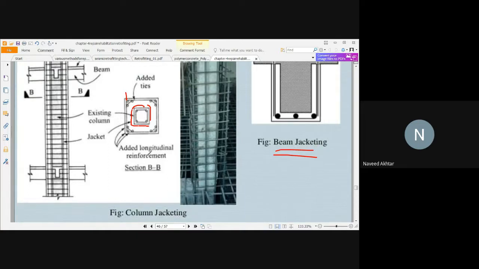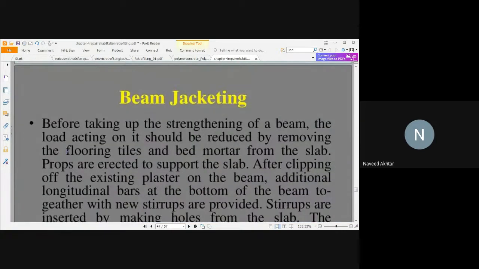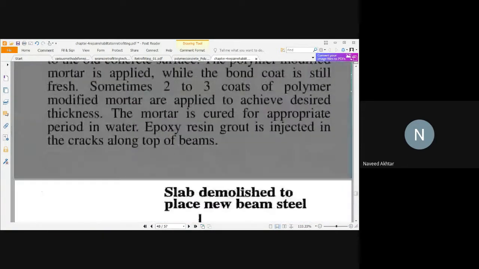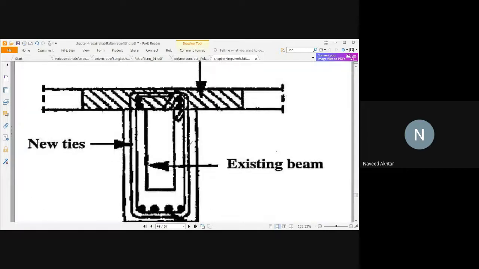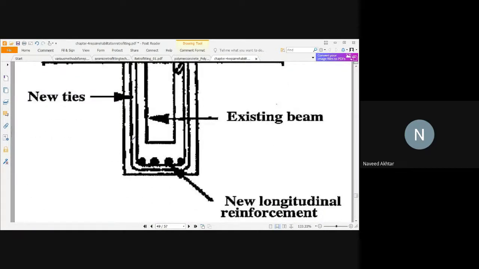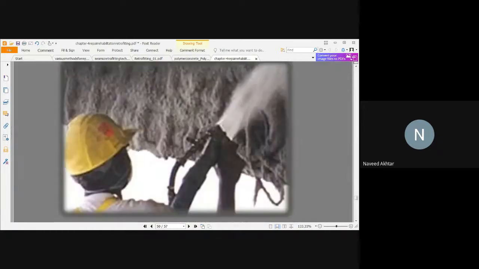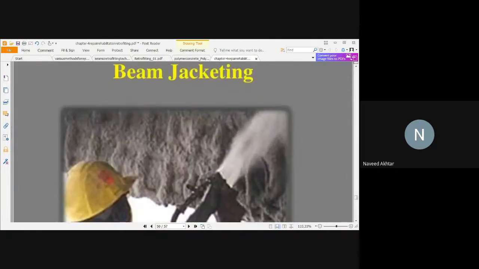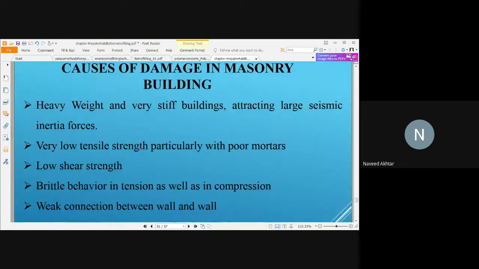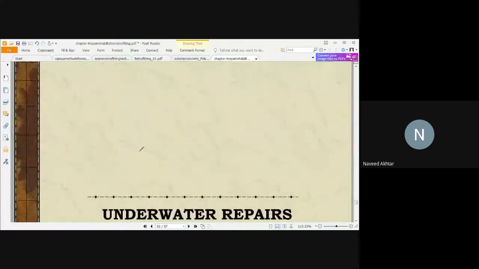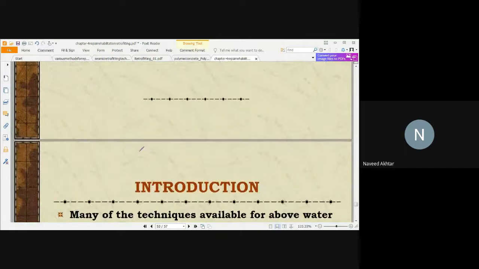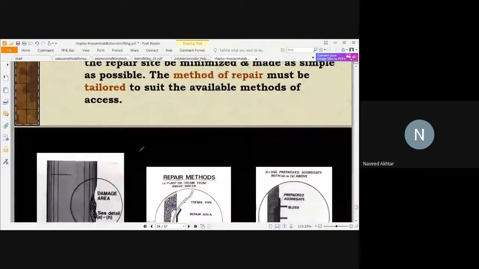So these are coming under the retrofitting technique. Jacketing also comes under the retrofitting technique. Jacketing can be done on structural elements such as column, beam, and slab also. You can see how the jacketing can be done. Reinforcement is applied, and with the shotcreting technique, the concrete is applied with pressure.